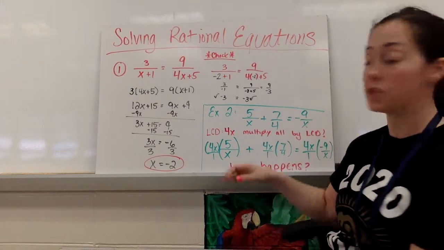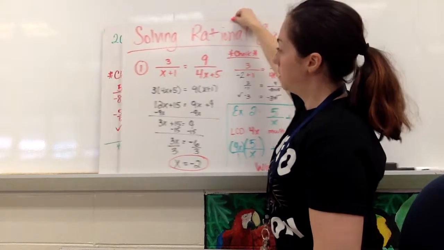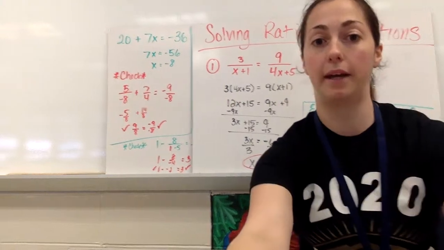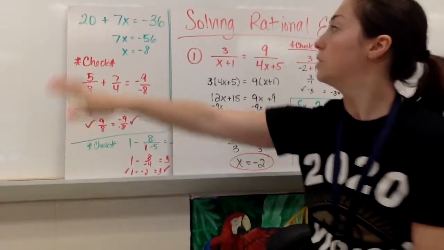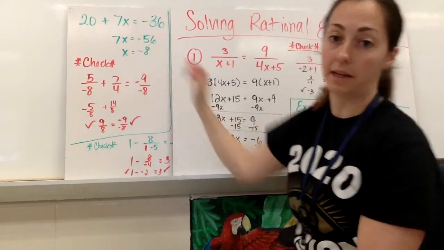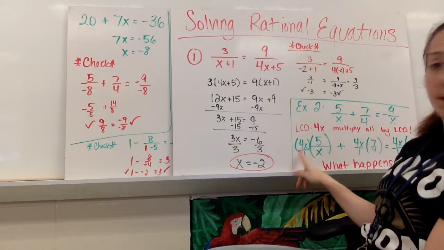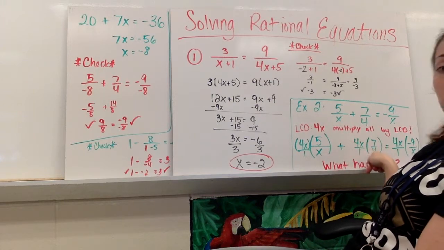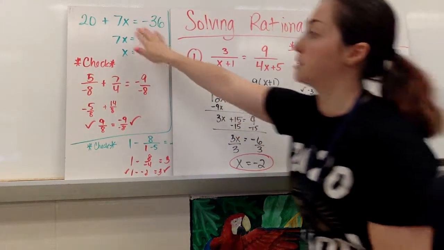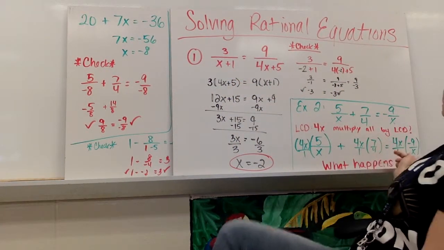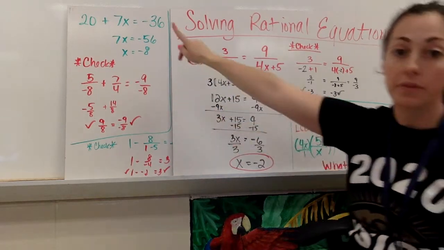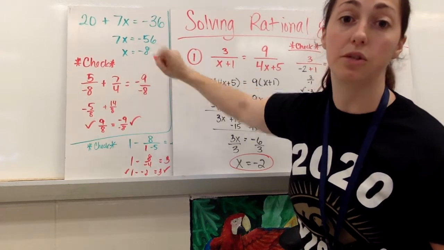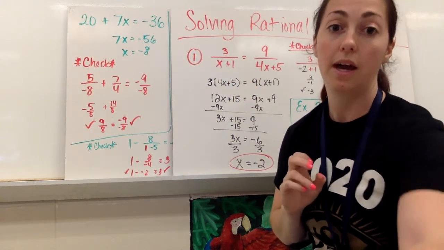Pause the video, watch, try to do the problem. All right, so when you do the math, you end up getting 20 plus 7x equals -36. Because what happens here is the x's will cancel and 4 times 5 is 20. What happens here is the 4's will cancel and then x times 7 is 7x. And then lastly, the x's will cancel and 4 times -9 is that -36. Then this is a simple equation to solve. You're done in 2 steps and you get -8 for your x value.